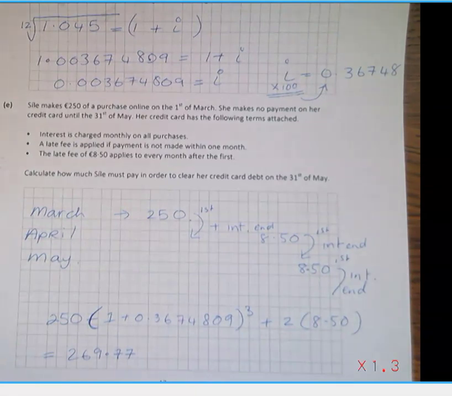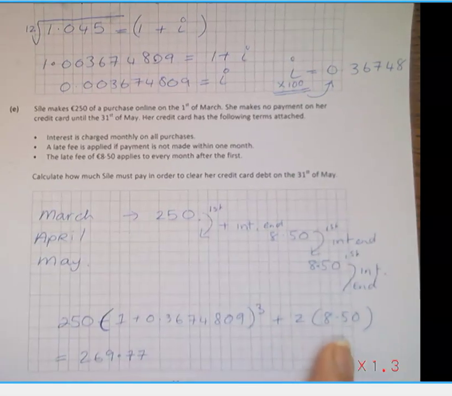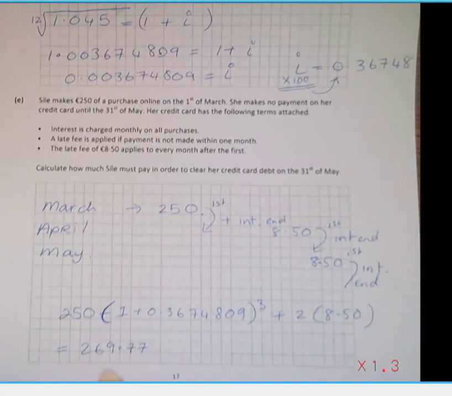All right, so in March, she had borrowed €250 at the start. She didn't pay it back at the end, so she would have had to pay a late fee, and she would have paid interest on the month. April, she didn't pay it back at the end, so she had to pay a late fee, and she'd pay the interest. May, she did pay it back at the end, but she would have had to pay interest. So what you are calculating is you've got €250, which was the principal, times 1 plus your rate of interest, which we had gotten from above, for 3 months, so it's to the power of 3, plus 2 late fees. So when you calculate that all out, you get 269.77.